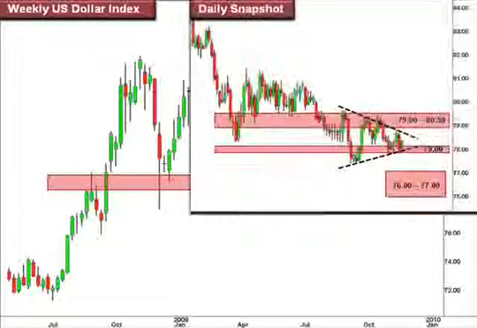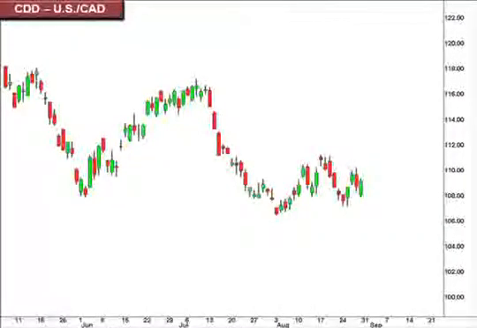Now, if we take a look at our daily snapshot, there does appear to be a sideways triangle forming here, which tends to reflect some indecision. However, this particular pattern is traditionally known as a continuation pattern, lending further credibility to a move down into that 76.77 box. Well, let's take a look at the first of our ISE FX option pair values, the CDD, the US versus the Canadian dollar.